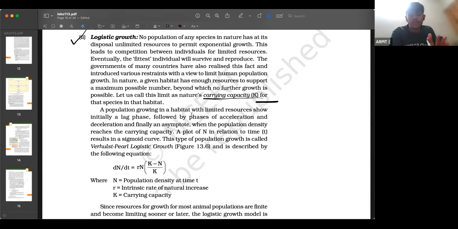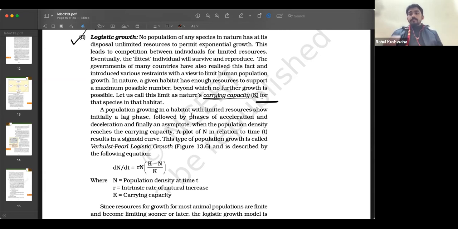Sir, is it valid for plants, animals, every organism? Yes, every species has a carrying capacity, but whether it belongs to the category of primary producers, primary consumer, secondary consumer, or tertiary consumer, that carrying capacity number varies.